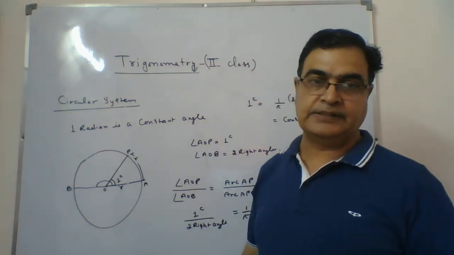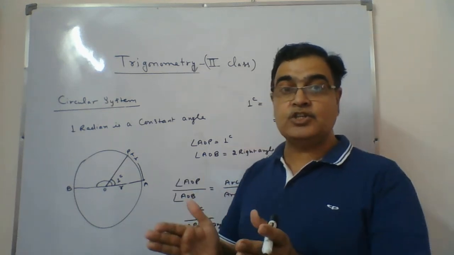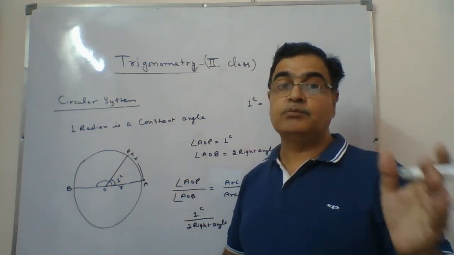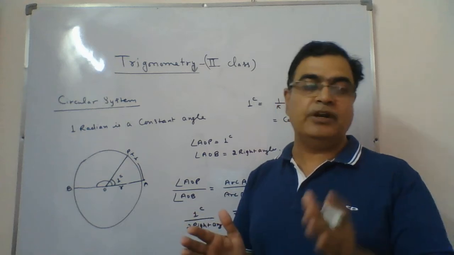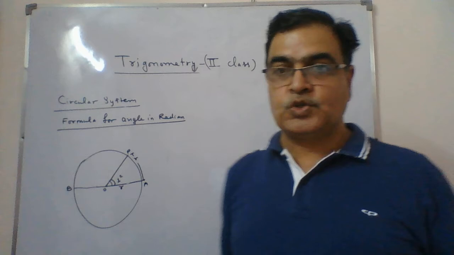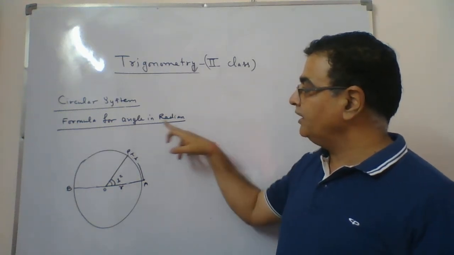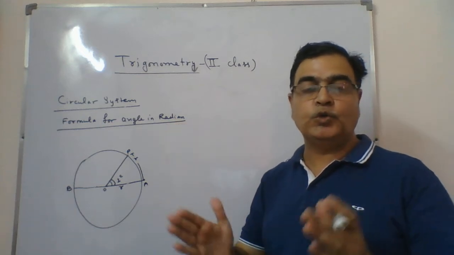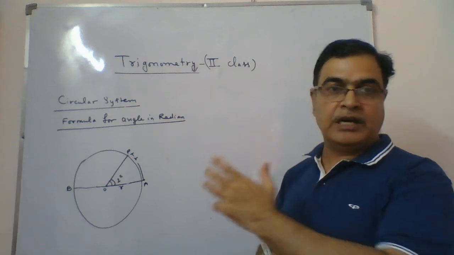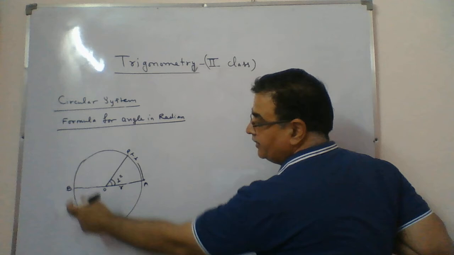We should know this. Okay, now we are generating a formula in which we calculate angle in terms of radian. How we are going to calculate angle in terms of radian, that we should find out. Whenever you want to calculate the angle in terms of radian, what formula can we use? We are going to generate this. So again we are going on the same circle.